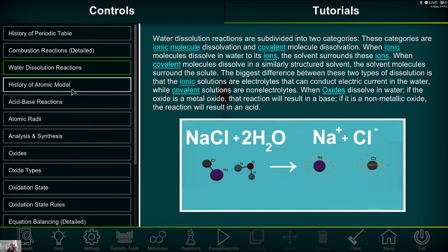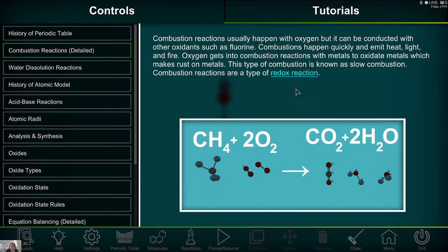So, as I understand, a metal and oxygen can make fire or heat. Like, according to this, combustion reactions usually happen with oxygen, but it can be conducted with other oxidants such as fluorine. Combustions happen quickly and emit heat, light, and fire. Oxygen gets into combustion reactions with metals to oxidate metals, which makes rust on metals. This type of combustion is known as slow combustion. I see.